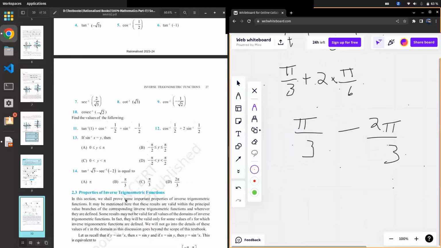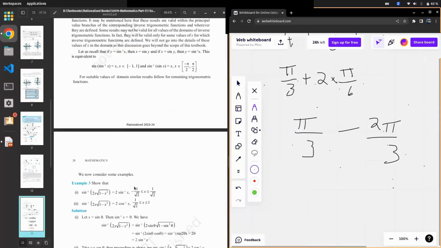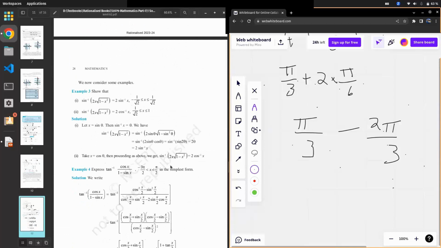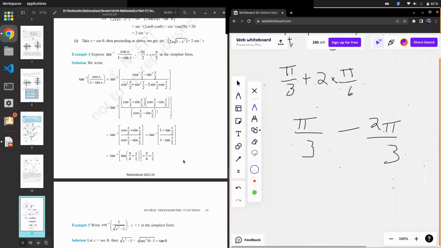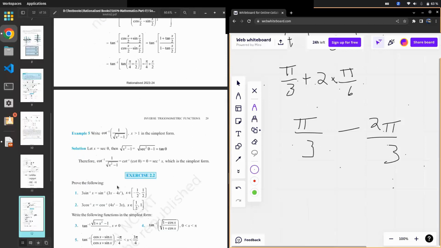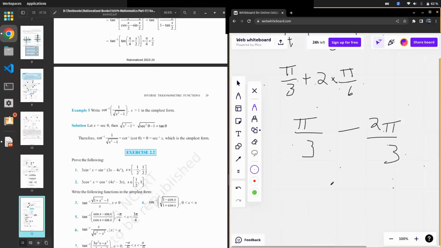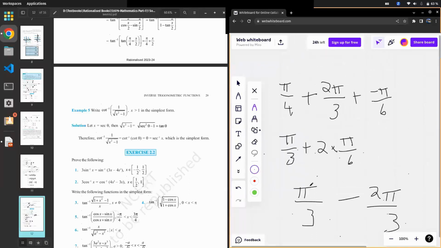Now we move to the next exercise. This exercise deals with the relations between sine and cos, and also the relation between sine 2x and sine x. We have to remember the formulas of some basic relations between sine and cos for this exercise. So we do all the questions in this exercise.